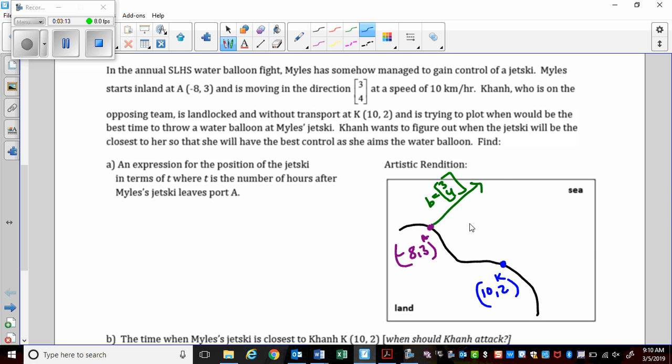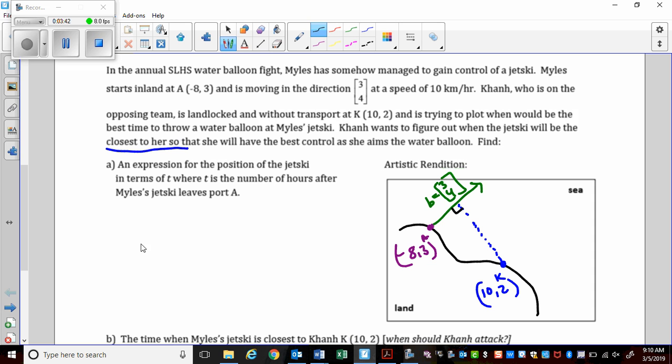And we want to know when King, who is on the opposing team, landlocked, is trying to plot when would be the best time to throw the water balloon. She wants to figure out when the jet ski will be closest to her, and she will have the best control to aim at the water balloon. So remember, this is going to be the closest when this line is perpendicular to the jet ski. That's going to be the closest.